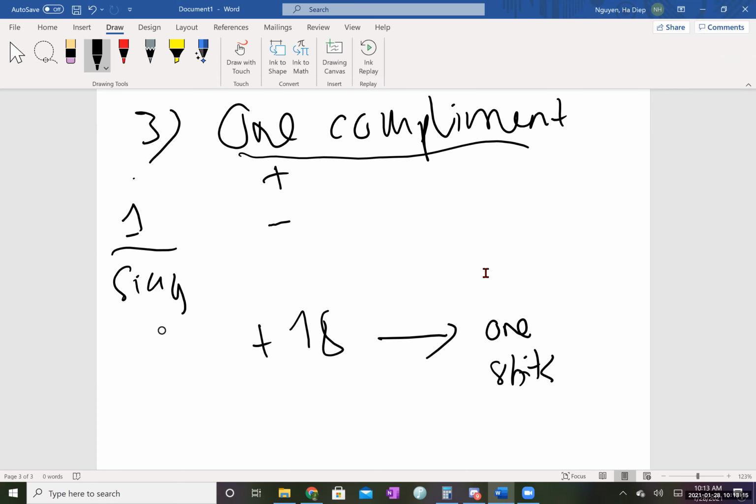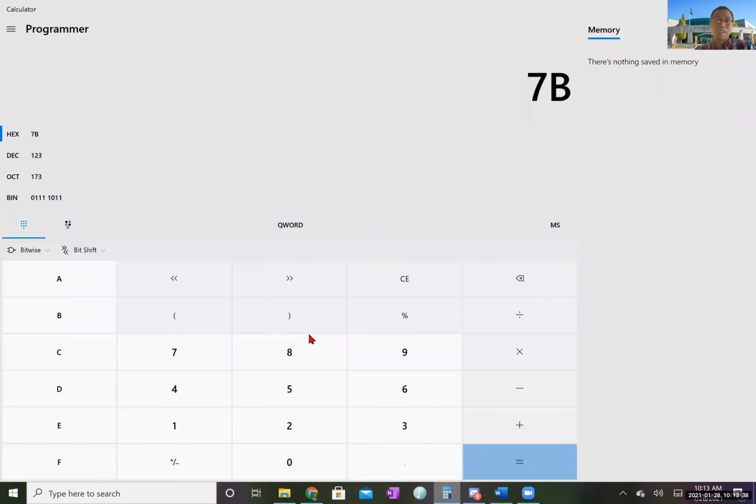So first you convert positive 18 to binary in 8 bits. You can use a calculator if you want. So you see, if you have the decimal number 18, you have 1 0 0 1 0 here, right? Yeah, so that's what's up.